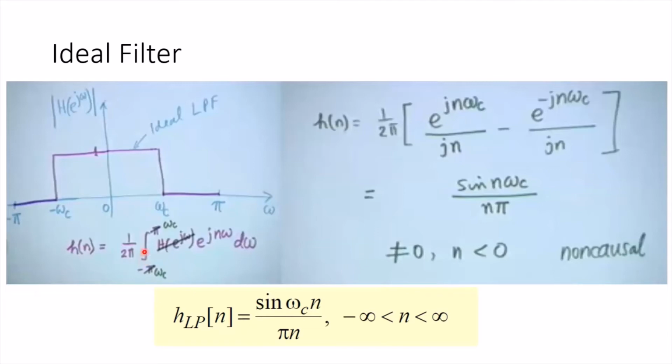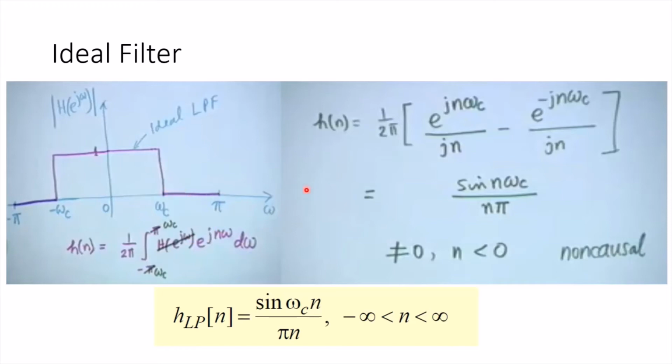1 over 2 pi, integral from minus pi to pi. We have a function that is 1 from minus omega c to omega c, so we can change the limits from minus pi to pi to minus omega c to omega c. H of e to the j omega is 1 in that range, times e to the j omega n, and we don't need to integrate further because otherwise the function is 0.